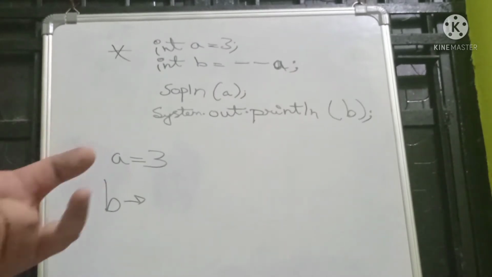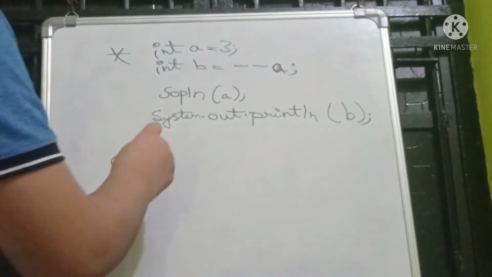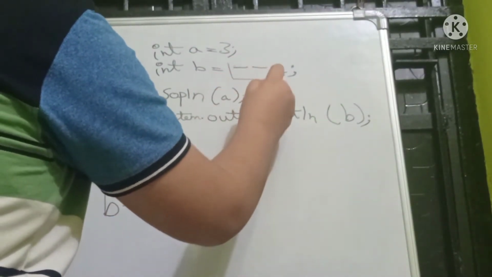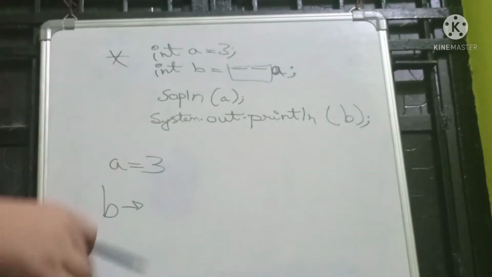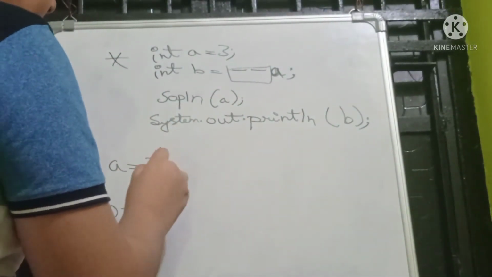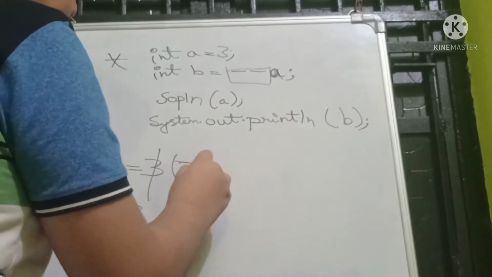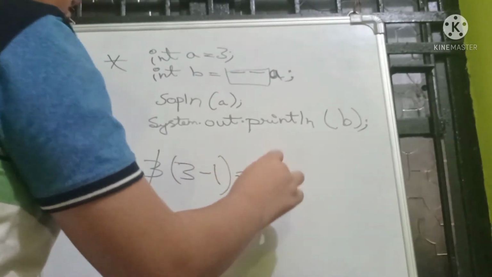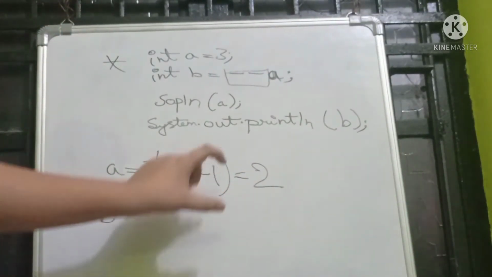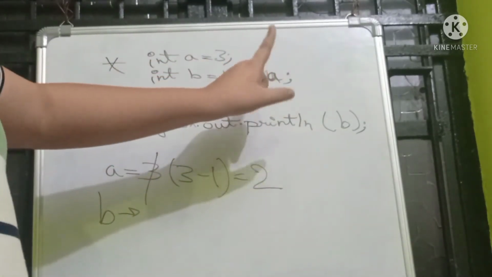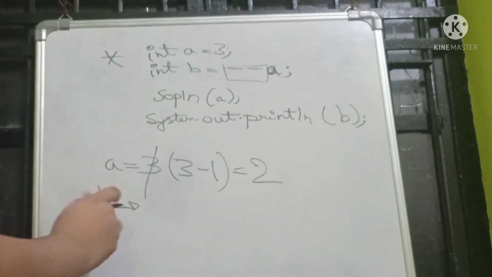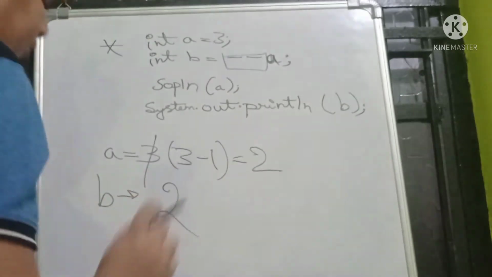So minus minus a means we first have to see what is written. Minus minus: first we have to deduct the value of a by 1. So 3 minus 1, 3 minus 1, is 2. So in a there is 2. Then it is written a, so in b we will write 2.